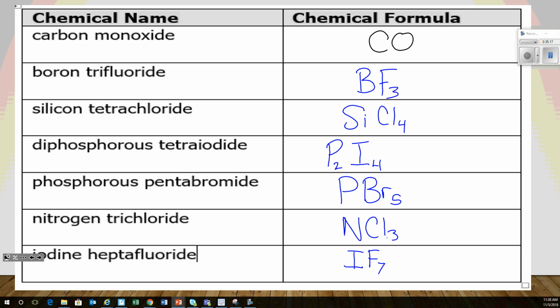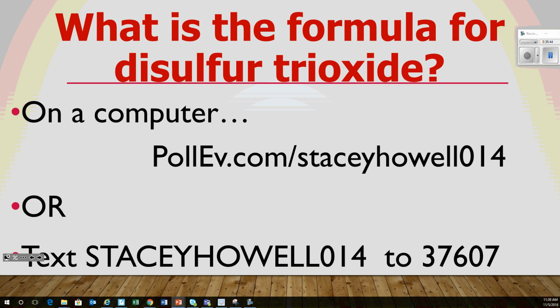Okay, how do we do? Thumbs up, I got them. Thumbs down, I didn't. Have no clue what's going on. And thumbs sideways, I missed a couple. Okay, get it down. We're going to do a little practice here. We got them down. Bottom one's IF7.